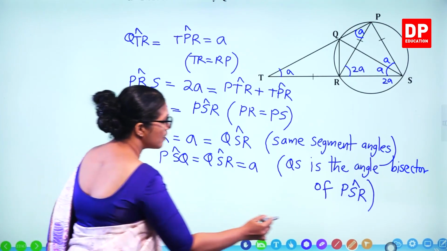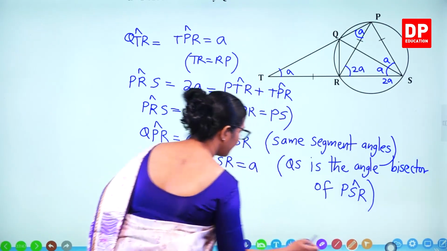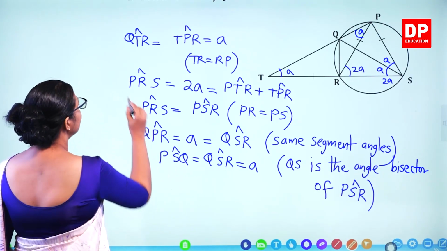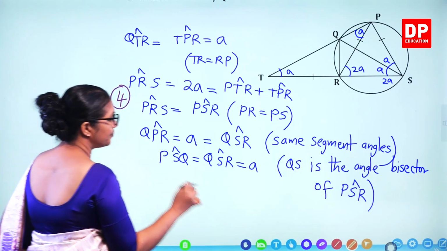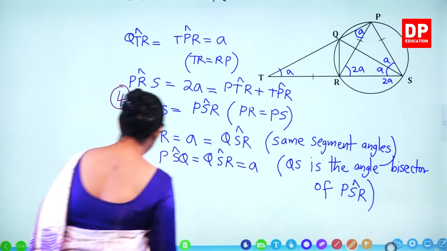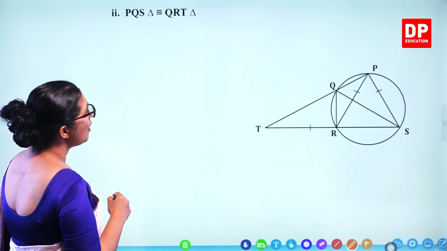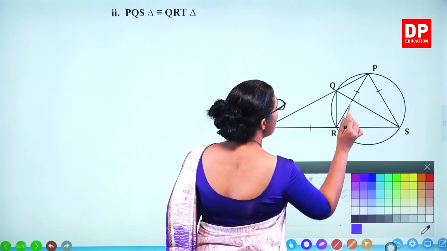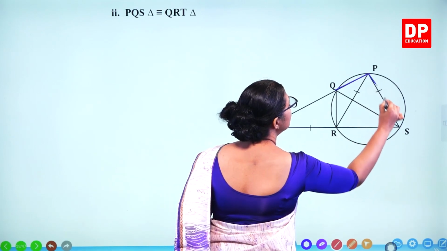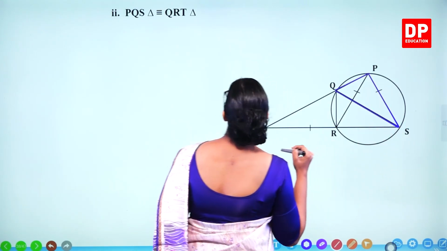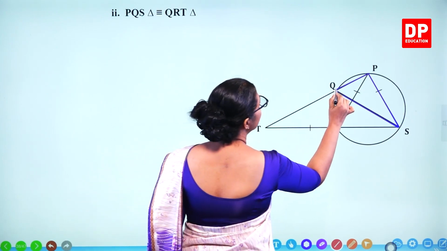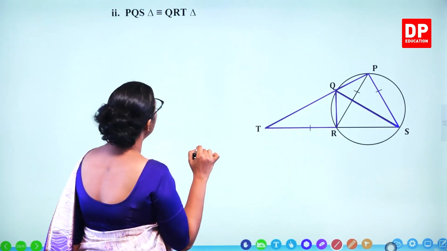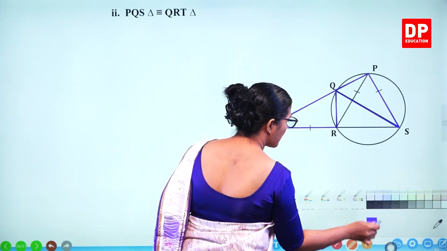So how many marks for the first part? You get 4 marks for that. 4 marks for the first part. Now let's take the second part. Triangle PQS, we'll mark those two triangles. PQS, this triangle, and QRT, this triangle, we have to show that both are congruent.